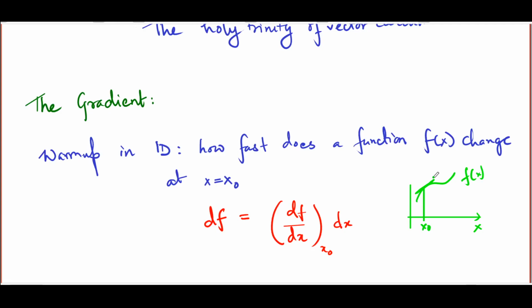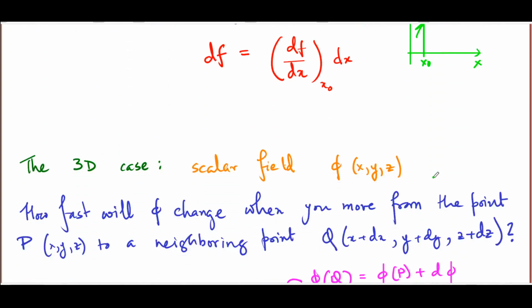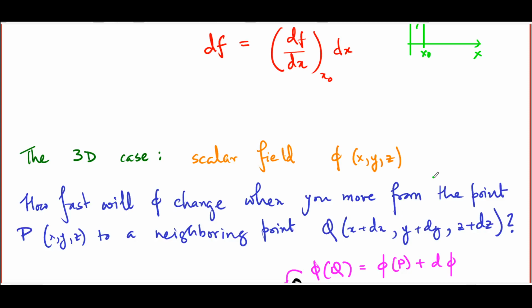Now, things become slightly more complicated when we go over to three dimensions and we start talking about functions of more than one variable. So, we are going to talk about a scalar field here, which is a function phi of x, y, z. I'm calling this a scalar field because the value of the function phi at any given point is going to be a scalar. This scalar is defined, if not at all x, y, z, at least at all x, y, z values in a region. So this is a quantity which is defined at every point in a region, hence the term field.